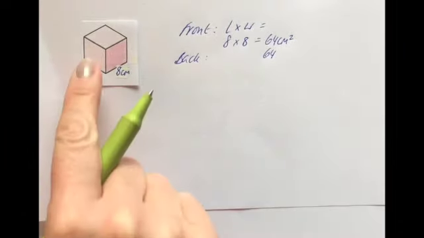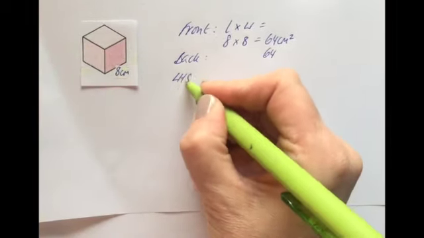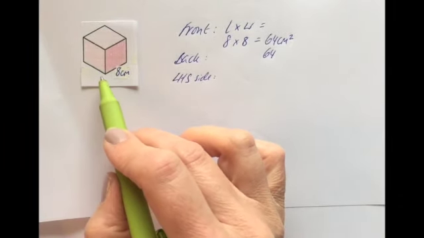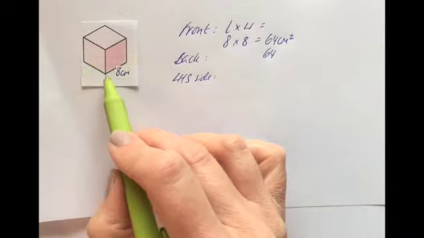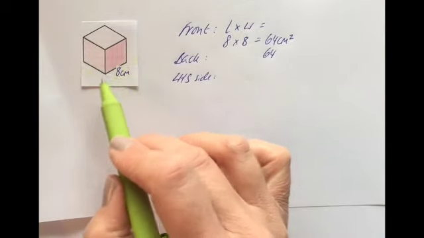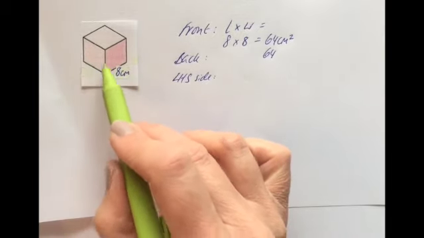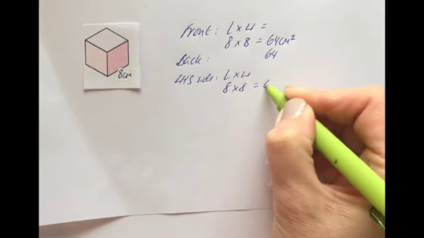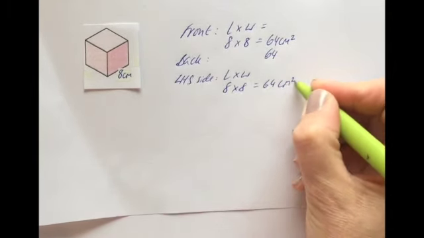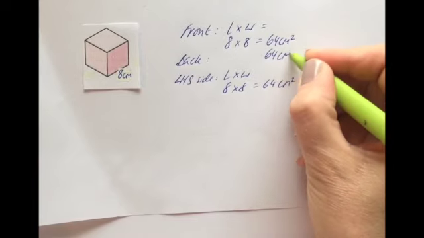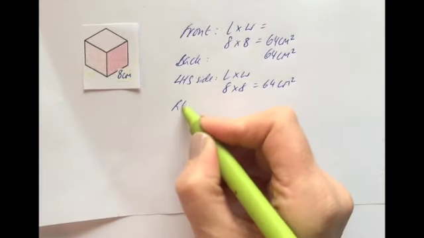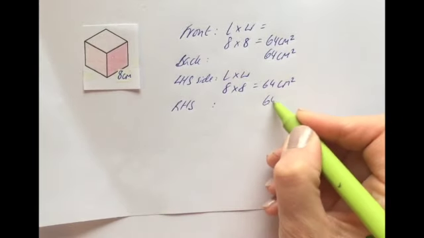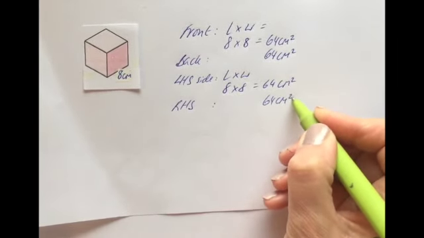The left-hand side we'll do next, shall we? The left-hand side is going to be, again, although it's not given clearly here, because it's a cube, all of these sides and dimensions are 8. So that's going to be 8 times 8 as well. It is, of course, a square. So 8 times 8 is 64 centimeters squared. And of course, the right-hand side is going to be the very same. So it's going to be 64 centimeters squared also.